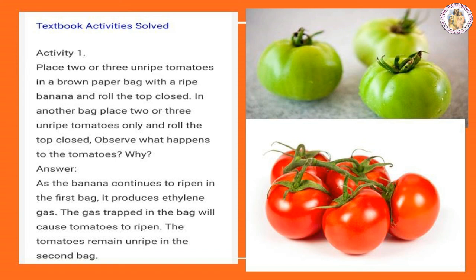But in the second bag, there is no chance of the tomatoes ripening because there is no banana kept there. So in the first bag the bananas release the ethylene gas to ripen the tomatoes. In the second bag, there is no banana, so the tomatoes remain unripened.